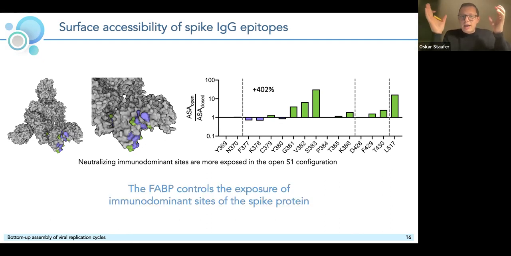So as the FAB controls the open and closed equilibrium in the spike protein, we could essentially say that the fatty acid binding pocket will control the exposure of these immunodominant sites in the spike protein.